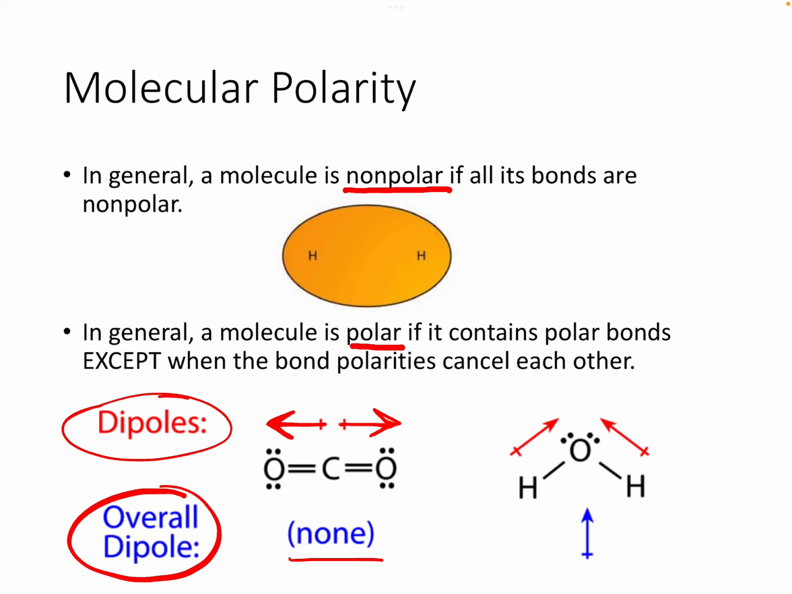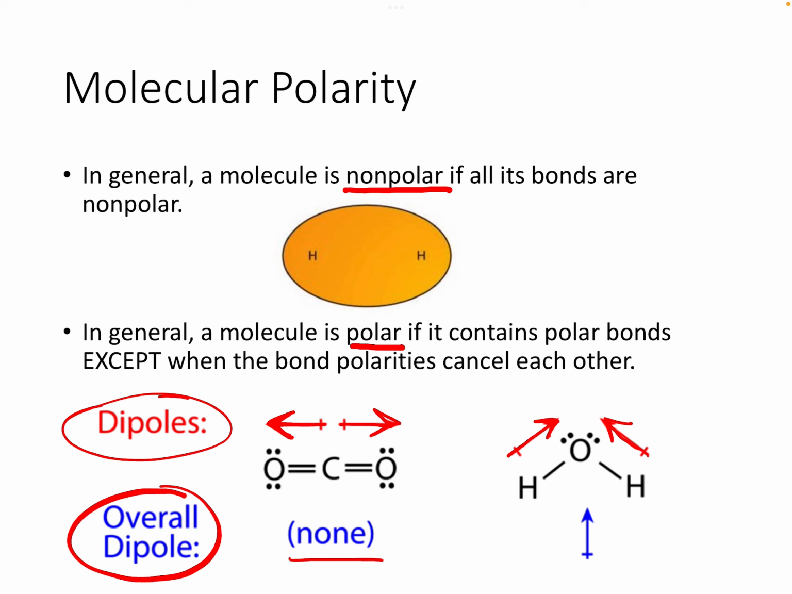Now, water, however, water has individual dipoles for each oxygen-hydrogen bond, but they don't cancel each other in this case because they're pointing overall up towards oxygen. So they are not equally spaced around that oxygen. So this molecule has an overall dipole pointing up towards oxygen, which makes it a polar molecule.